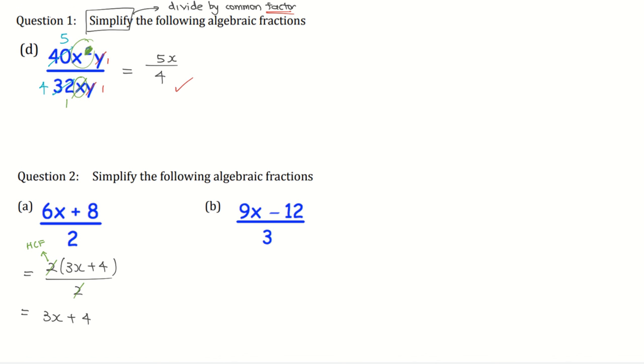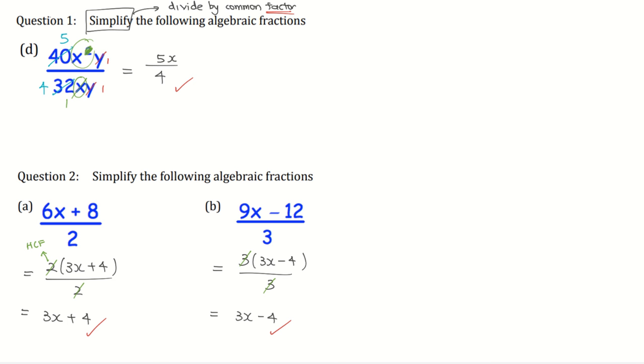Question 2b is very similar. I just need to factorize out the top again. 9x and negative 12. Both have common factor 3, the highest common factor. So we will find out what's in the bracket as well. When we factorize, we will get 3 times 3x minus 4. The denominator will still be a 3. So now I see that the top and the bottom have common factor 3 and 3. I can cancel them and then write the final answer, 3x minus 4.